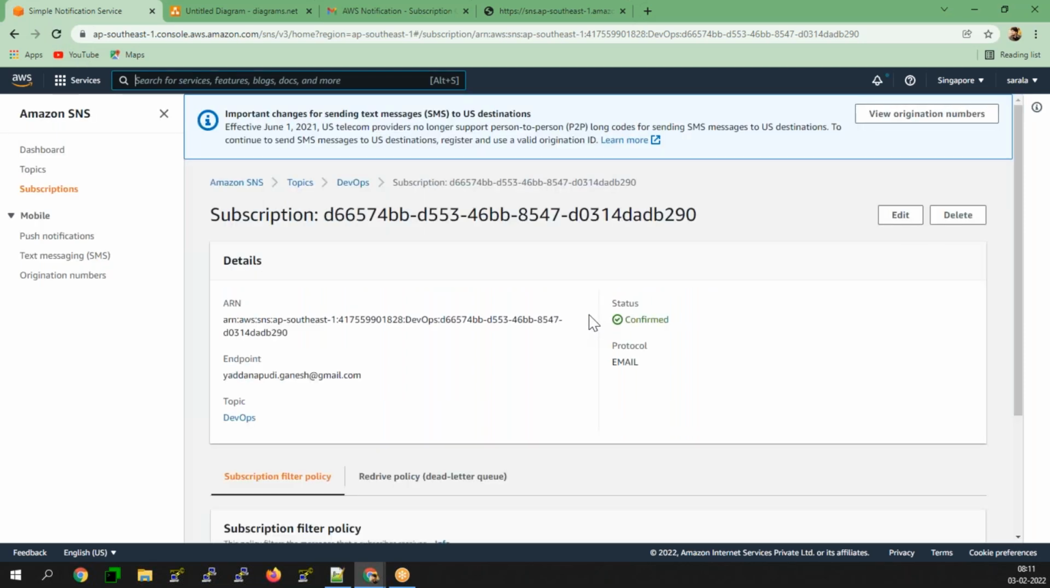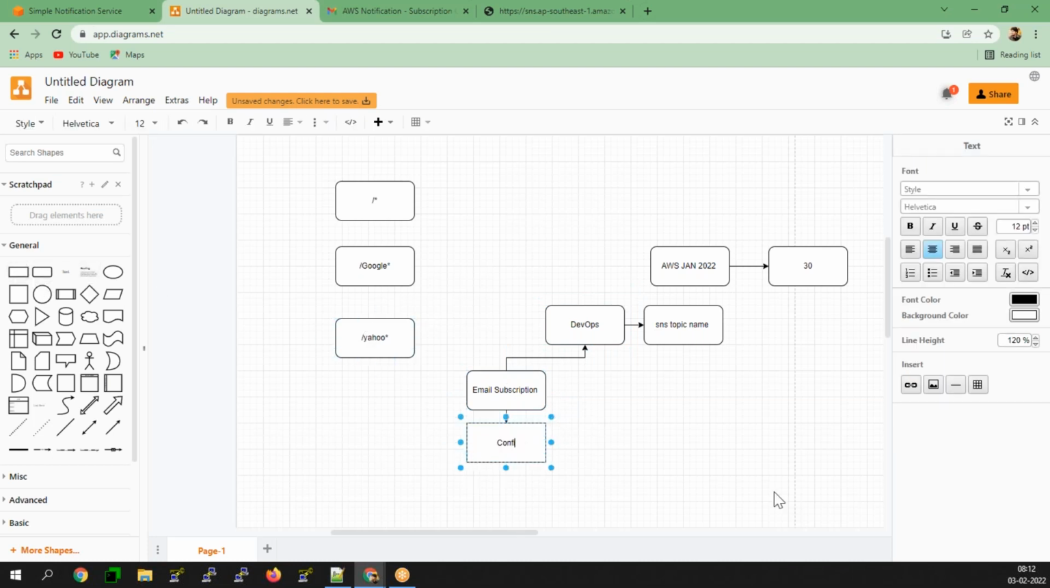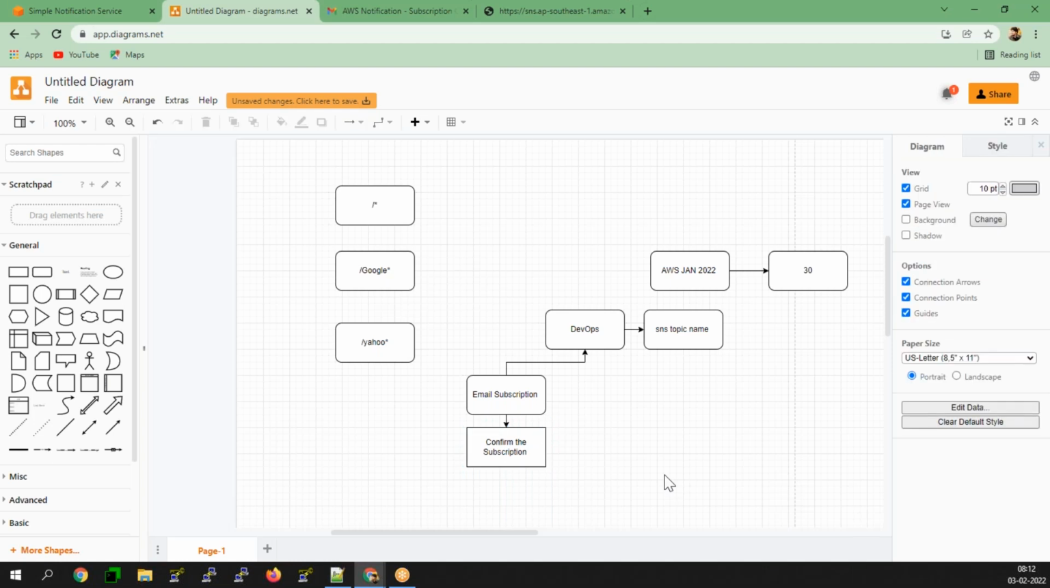Now you need to understand how these SNS notifications are going to be enabled via CloudWatch. Firstly, what you did was create a topic, which is DevOps, and create a respective email subscription. You have confirmed the subscription here.